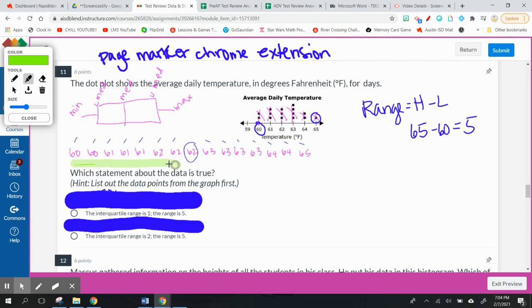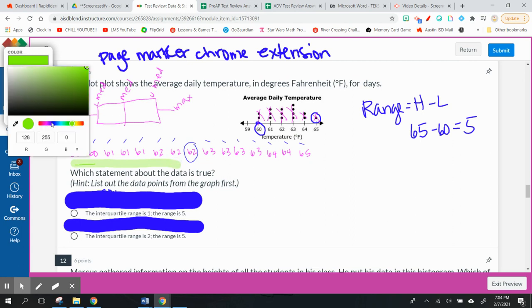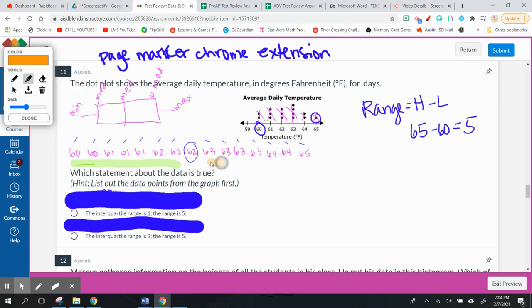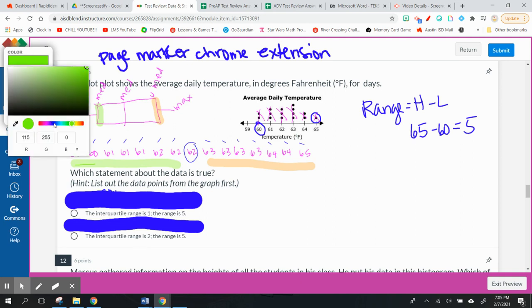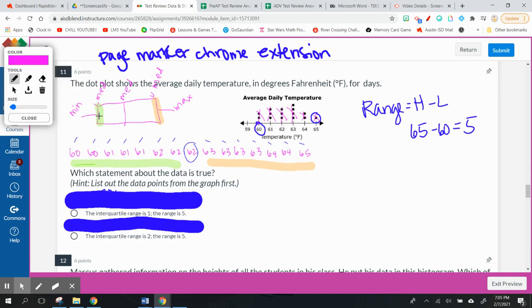lower data, and then we have our upper data, right? And we know that our median, our upper median, and our lower median are the high and the low of our box and whisker plot. So we need to find that median for the lower data, and we need to find that median for the upper data.